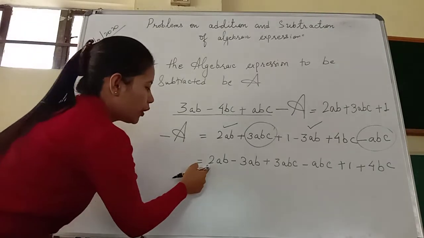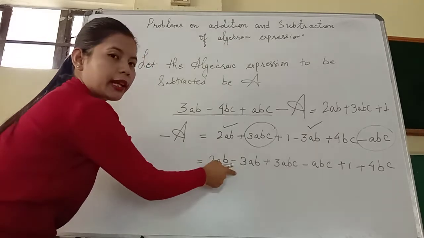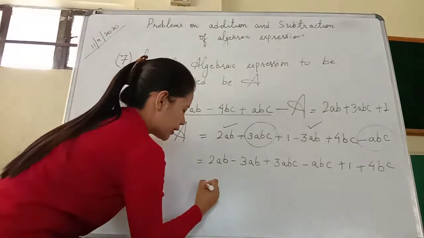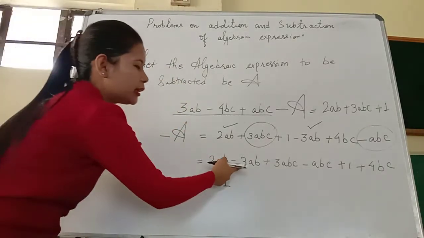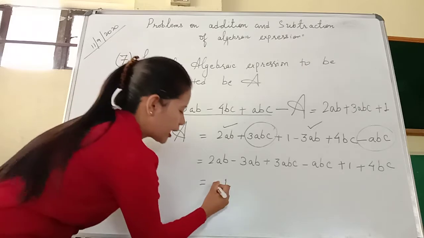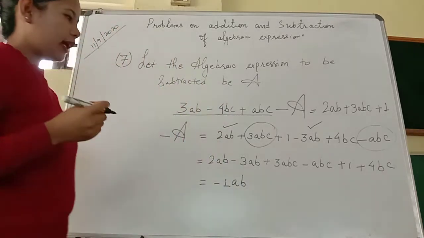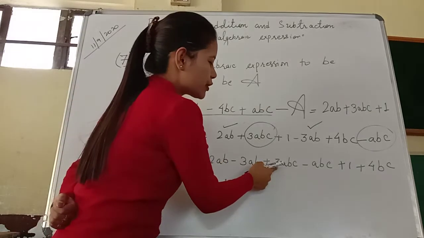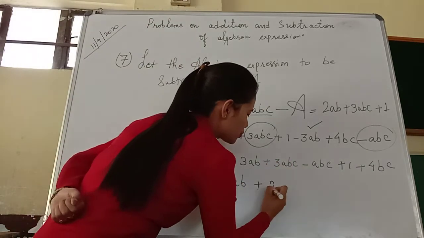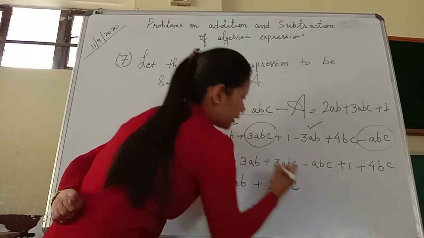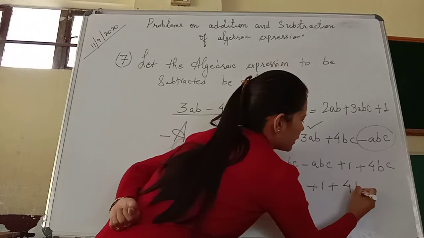So the numerical coefficient here is 2. 2 minus 3. Positive and negative, we subtract, which gives us 1. The bigger number is 3, which has a negative sign. So we put minus here. And the variable. Here the coefficient is 3. Here the coefficient is 1. So 3 minus 1 is 2. And the variable, plus 1 plus 4BC.